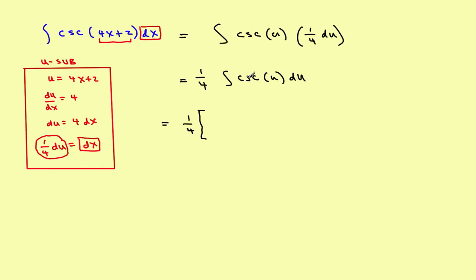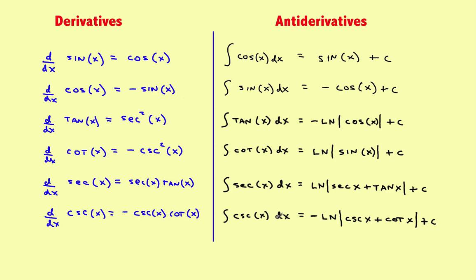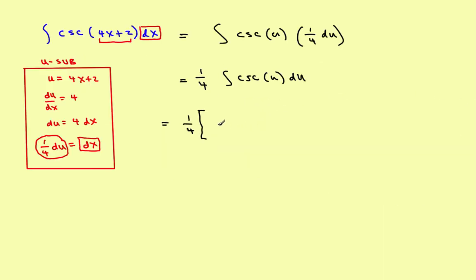Now just look at your integral list and find the integral of the cosecant. So going to our formula list, the integral of the cosecant is the negative, the natural log of the cosecant plus the cotangent. So let's go ahead and use that. So it's going to be the negative of the natural log of the absolute value of the cosecant of u plus the cotangent of u. And then tack on a plus c to account for a possible constant.